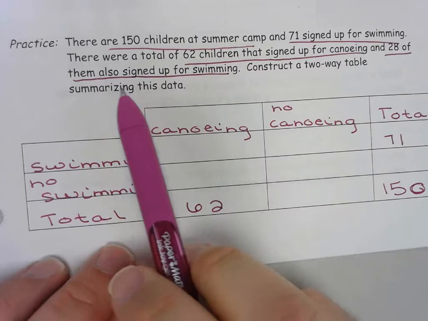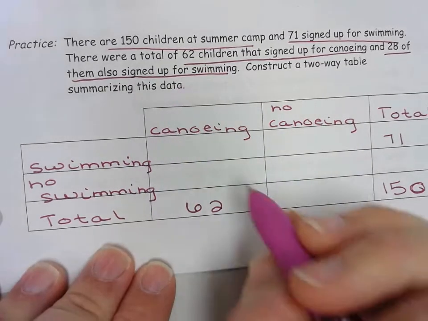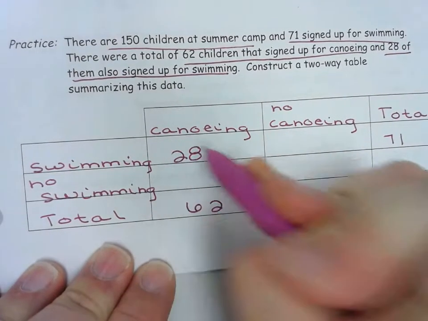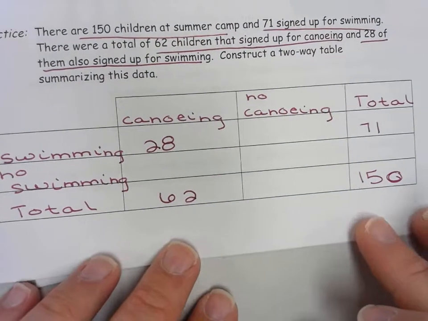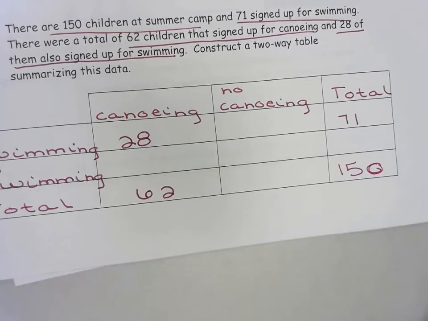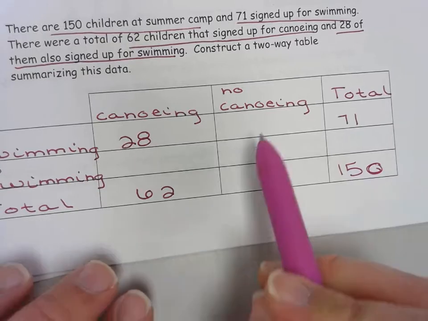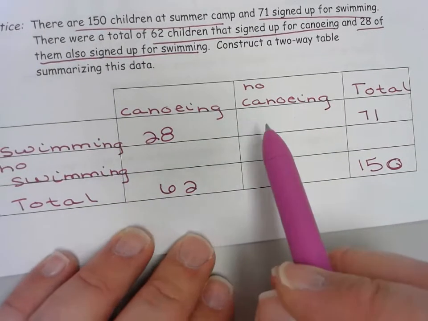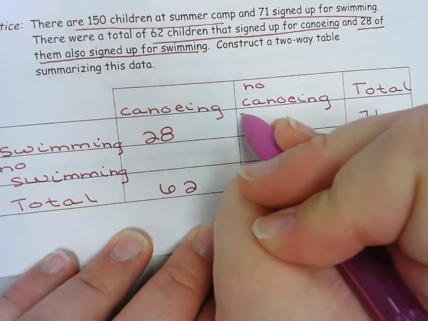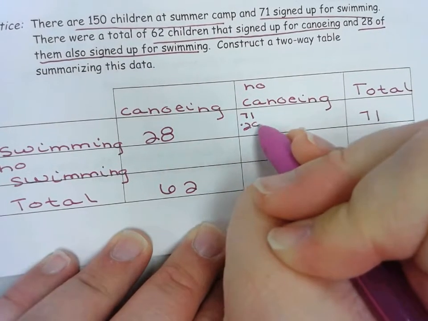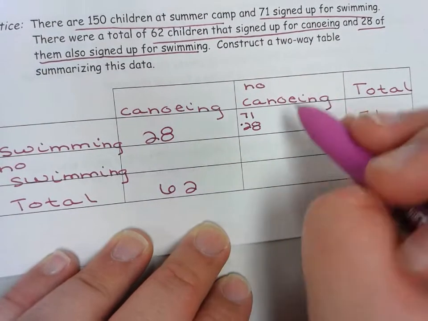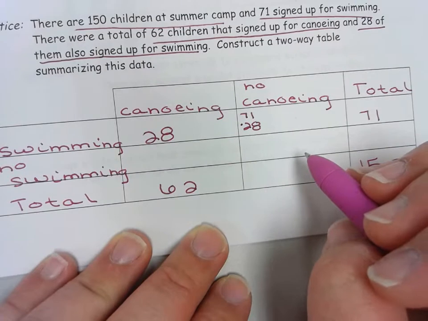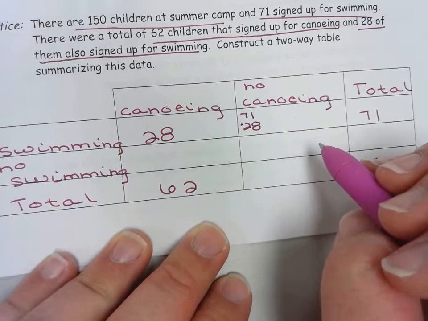Okay, so 28 also signed up for swimming. So that's going to be canoeing and swimming. 28 out of those 62 kids that signed up for canoeing also signed up for swimming. And they don't tell me any other information. So what they give me, I have to fill in the rest of those boxes. How can I find no canoeing, the number of kids who did swimming but no canoeing? 71 minus 28. Take the total number of kids that did swimming minus the number that did canoeing, and that will give you the number of kids that did no canoeing. Everyone grab a calculator because you're going to need it later anyway.